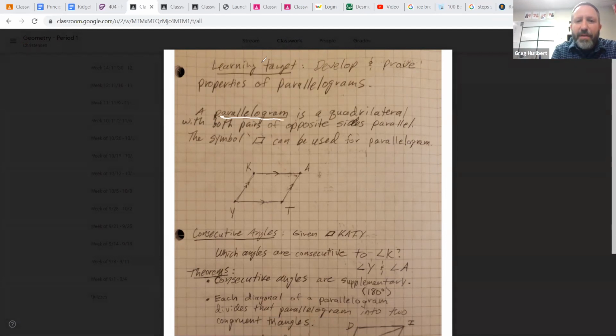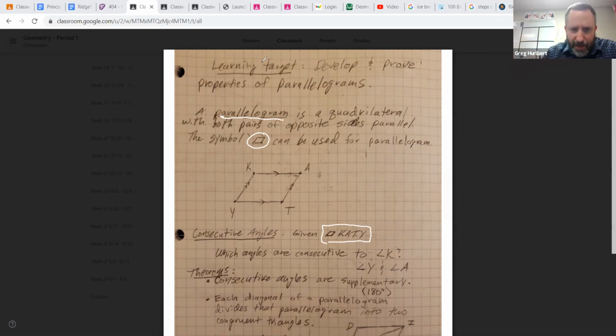And then this particular symbol right here, a little kind of like a small version of a parallelogram, can be used just like you would if you were saying, like, triangle ABC. This one here, we would write it this way down here where I'm boxing it off. Parallelogram KATY would be written like that.